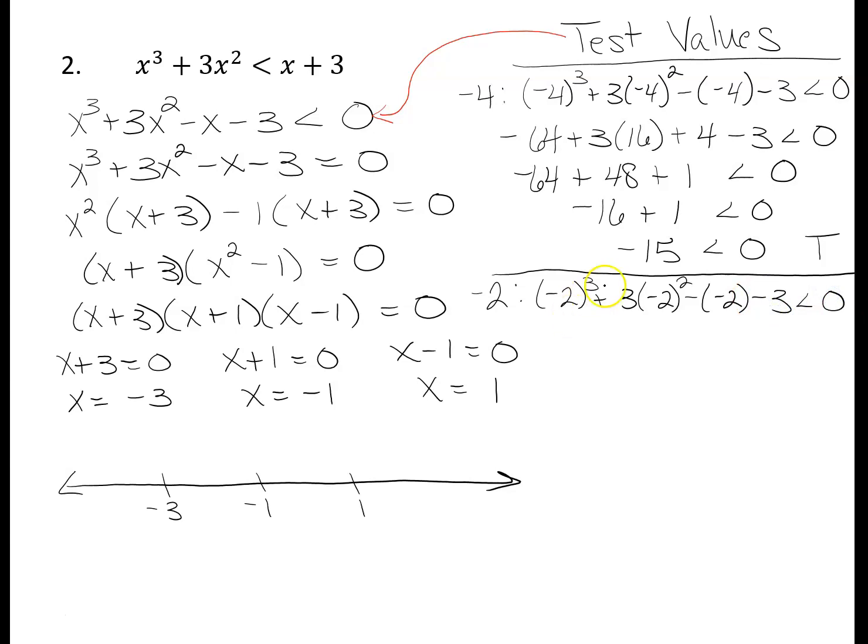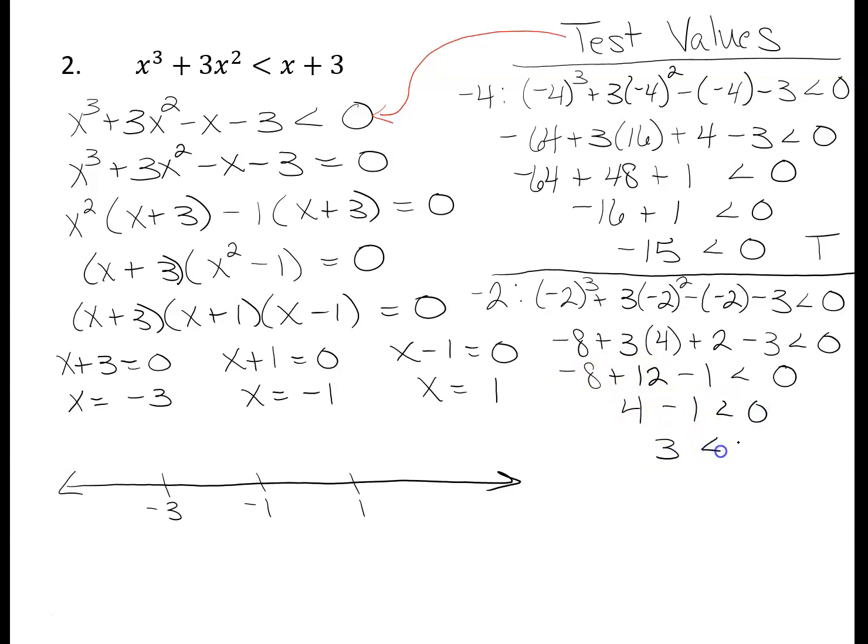All right, so -2 cubed will be -8. -2 squared, +4. Negative, negative, that'll be a positive 2. And now we're going to multiply. 3 times 4 is 12. 2 minus 3 is a negative 1. Negative 8 plus 12 would be 4. Minus 1 is 3. So now it says 3 is less than 0, and that certainly is false.